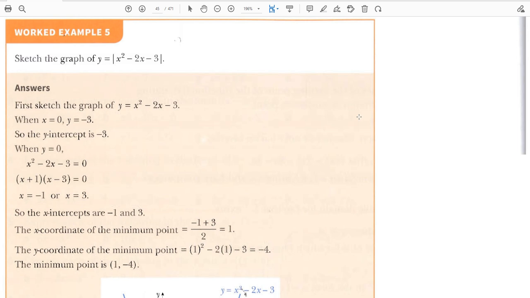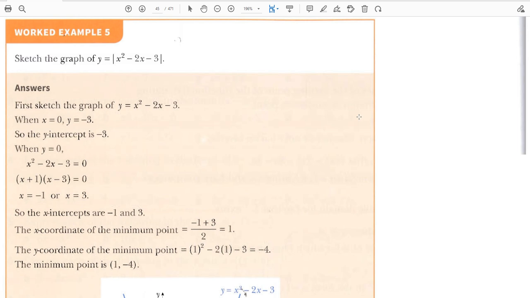So now we have the y-intercept, that is y equals minus 3, and the x-intercepts, that is x equals minus 1 and x equals 3. Now we have to find the x coordinate of the minimum point. How to find the x coordinate of the minimum point? Just add both x-intercepts, minus 1 and 3, minus 1 plus 3, and divide by 2. So the answer is 1. This is the x coordinate of the minimum point.